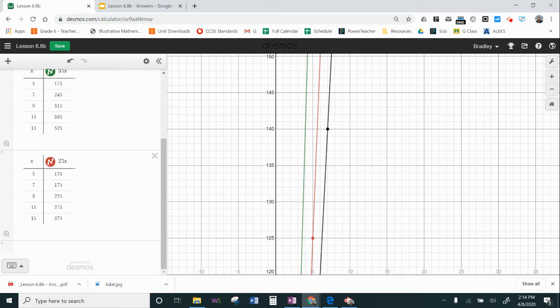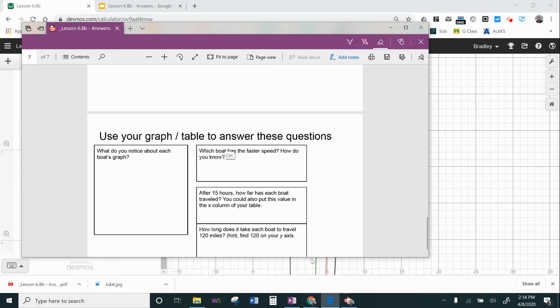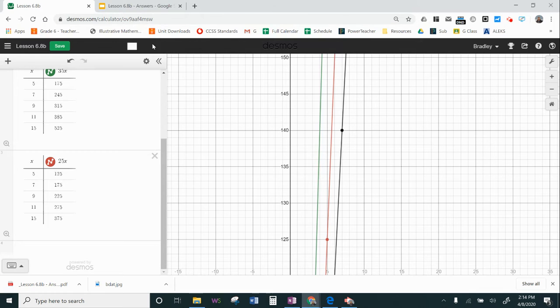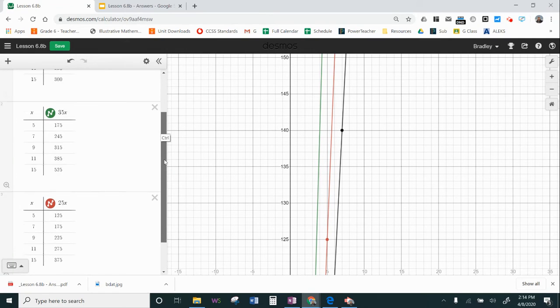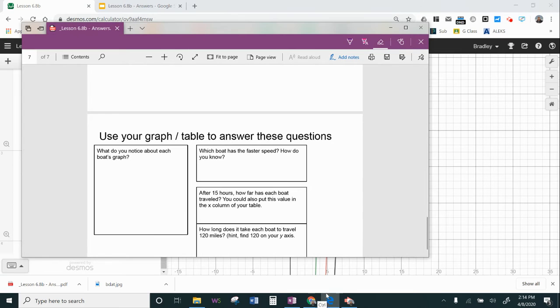Okay, so what do you notice about these graphs? Write your own answer there. The next question was, which boat has the faster speed? Well, we can determine that by our graph here. It's the one who is going to have the steepest line, which is our green boat here. All right, which was, I think, boat number 2. The green boat there.